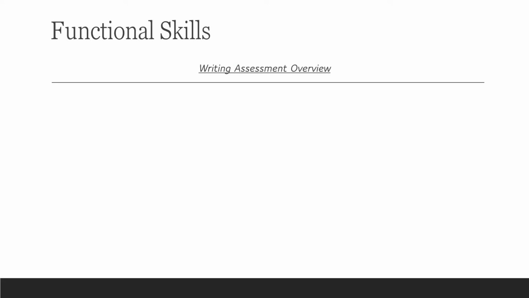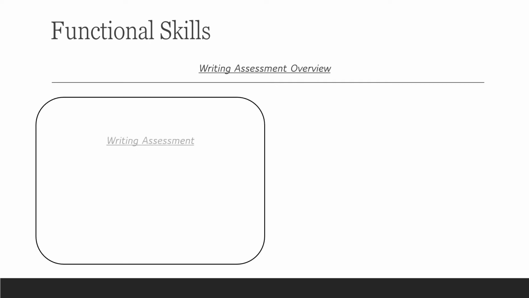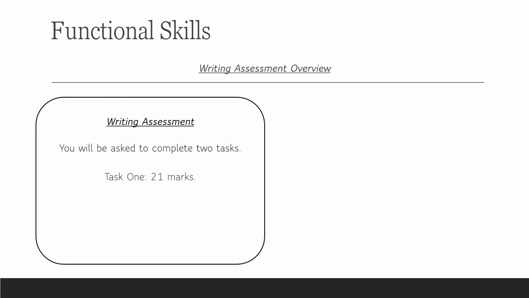Now what we're going to do is just have a quick look at the writing assessment overview. So first of all, for the writing assessment, you'll be asked to complete 2 tasks. Now these 2 tasks will need to be completed within the same sitting, and you'll be doing it as part of the same exam. Task 1 is going to be worth 21 marks, and task 2 is going to be worth 15 marks.